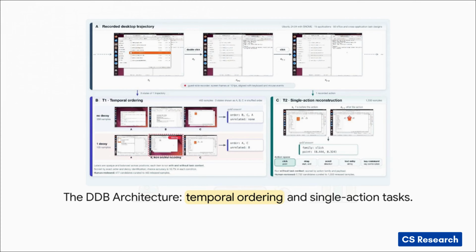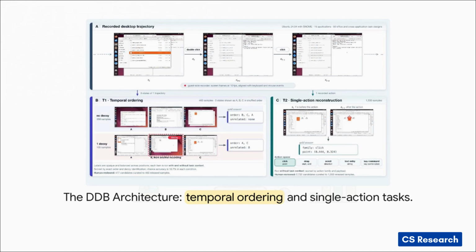The whole workflow kicks off by recording real human workflows, think using spreadsheets or file managers, at 10 frames per second. This rigorously captures and aligns synchronized keyboard and mouse events to create a totally flawless timeline of actions. Then, the benchmark chops this highly detailed data into 2 core tests for the AI.